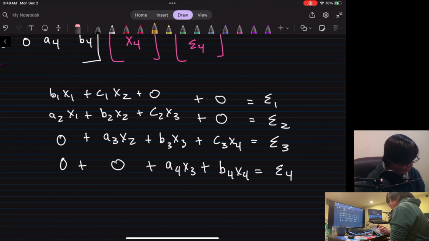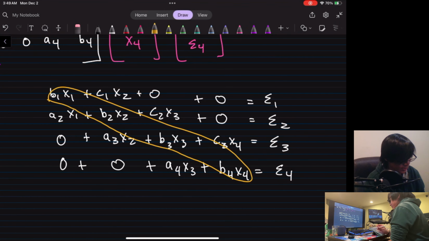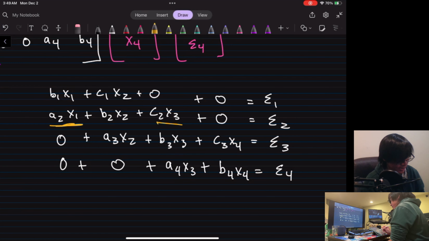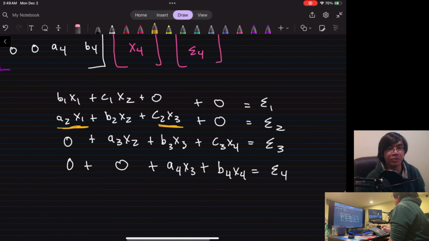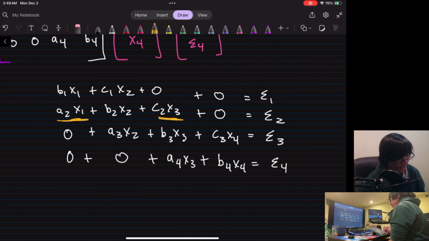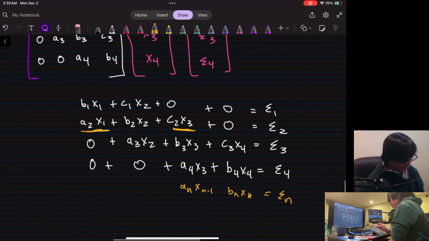Notice that the B's always have the same index as their corresponding X's. The A's have one less, and the C's have one more. So you'll imagine for the nth order, you had A_n here, so this would be X_n minus 1, B_n, X_n, etc. And of course, epsilon n. So that's what it would look like algebraically.